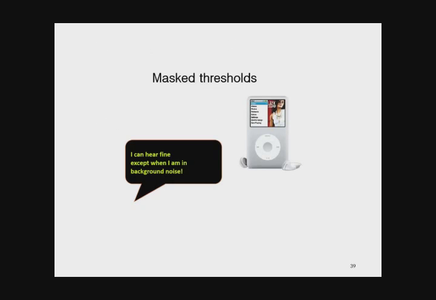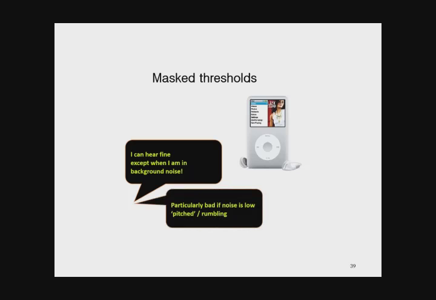Okay, and now to something completely different, namely the masked threshold. What happens if there isn't a clear sound just without noise, but obviously usually we have noise? So here's a typical report from a hearing aid user: I can hear fine sitting in front of the television at home, but as soon as there is background noise, they struggle. And particularly bad if the noise is low-pitched or rumbling, so it has low frequency. We're going to understand why that is the case.